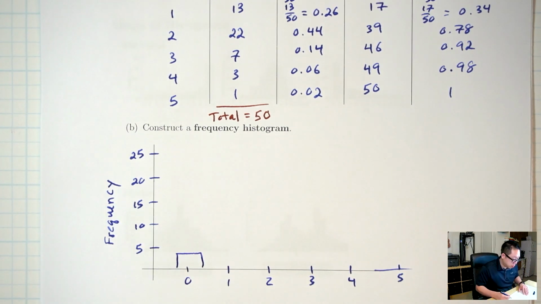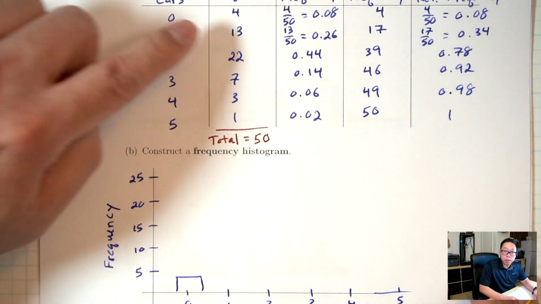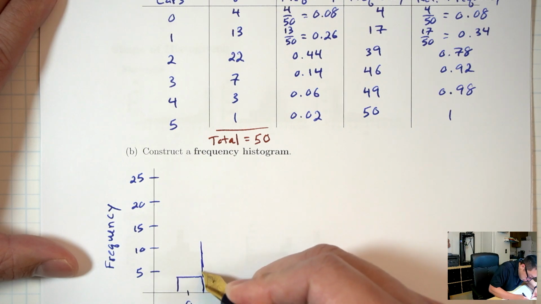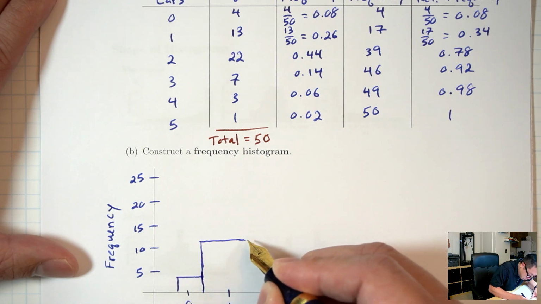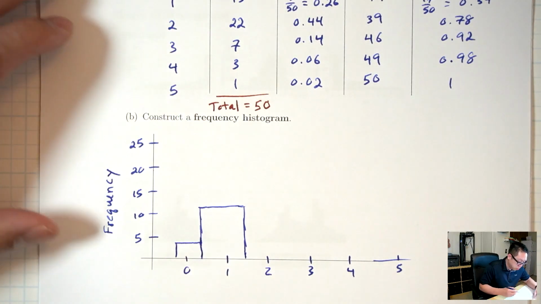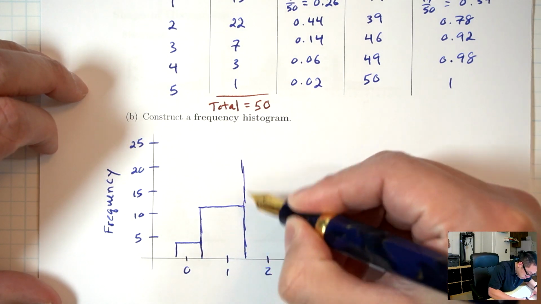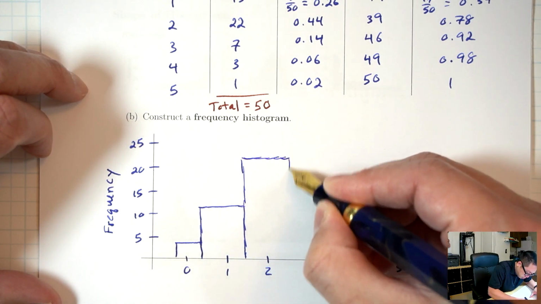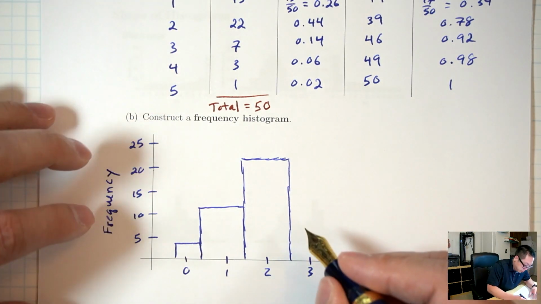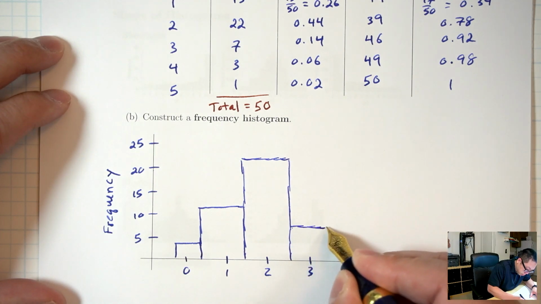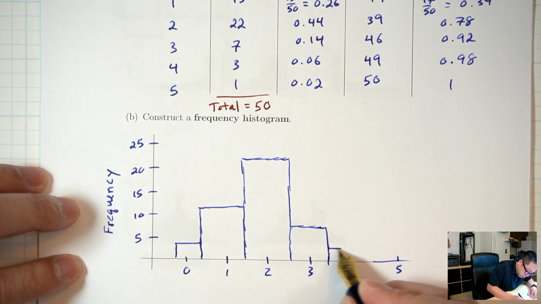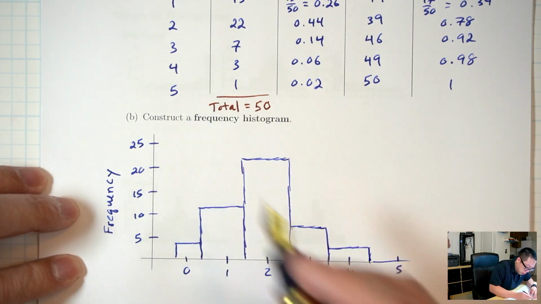Next up is 1. For 1, it's 13. So I'm going to draw a bar that is height 13. Next is 2, 22. Next is 7. Next is 3. And then finally 1.